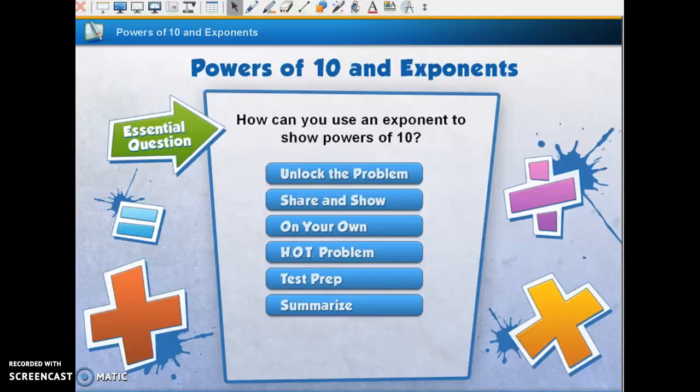Okay, today we're looking at lesson 1.4, powers of 10 and exponents. Anybody know what an exponent is? Emma, what do you think an exponent is? Number that tells how many times. Okay, a number that tells how many times a base is used as a factor.